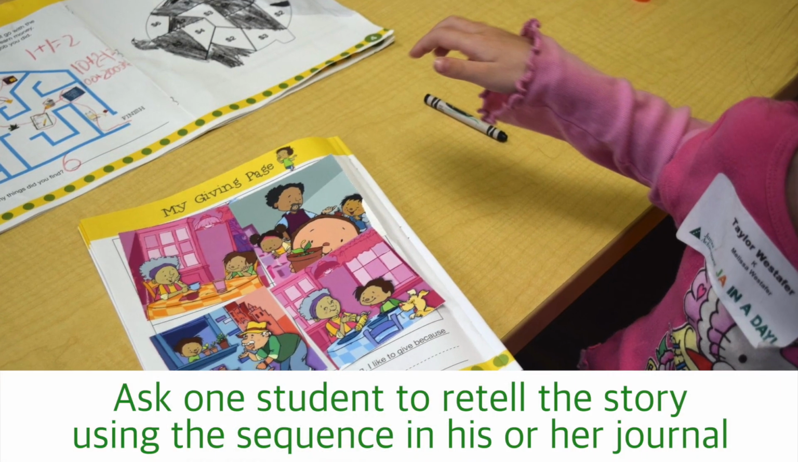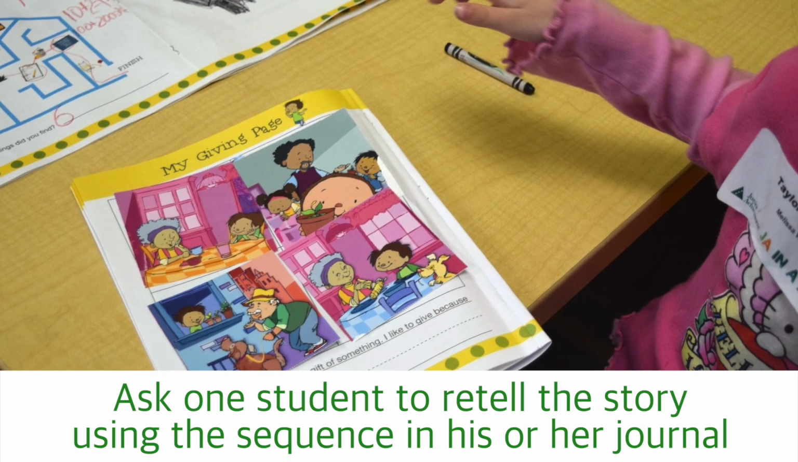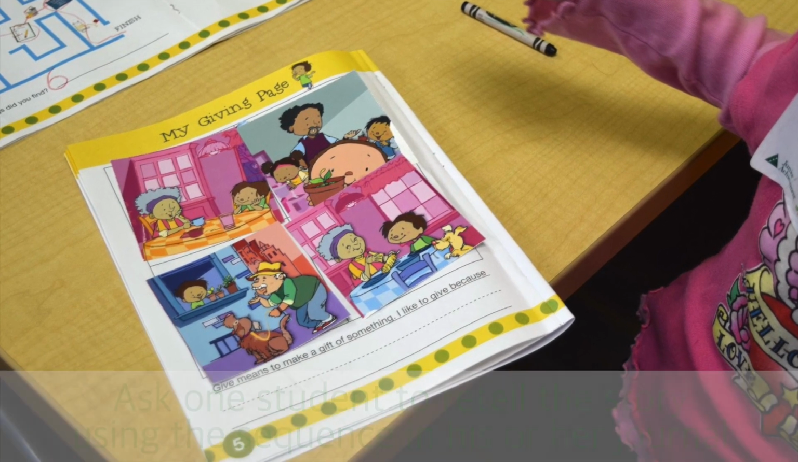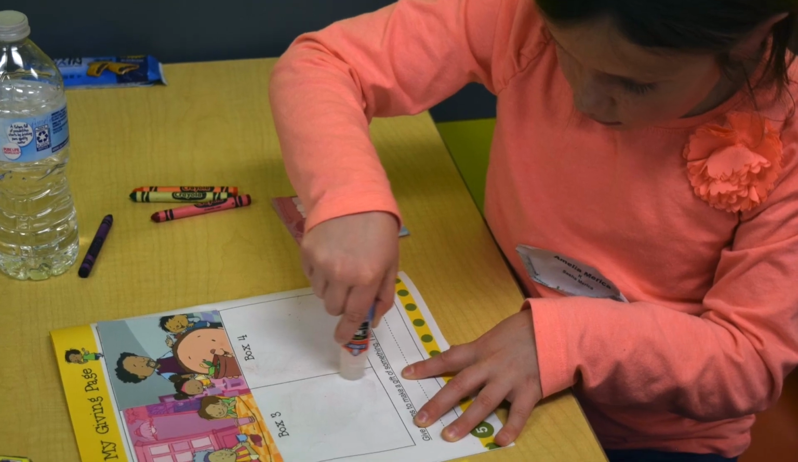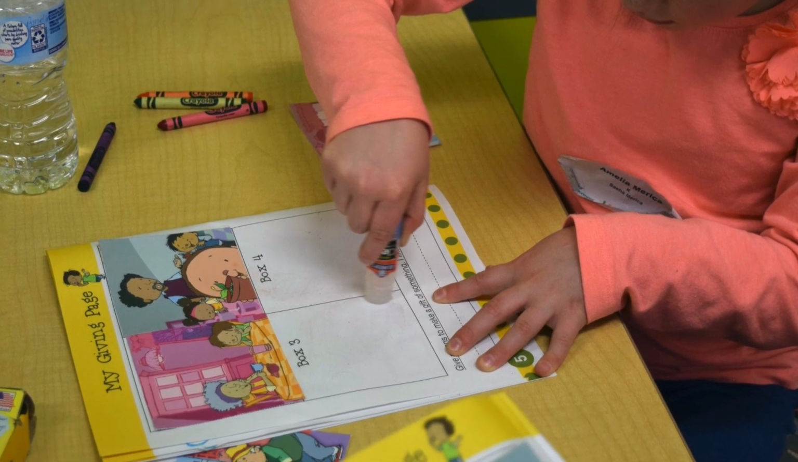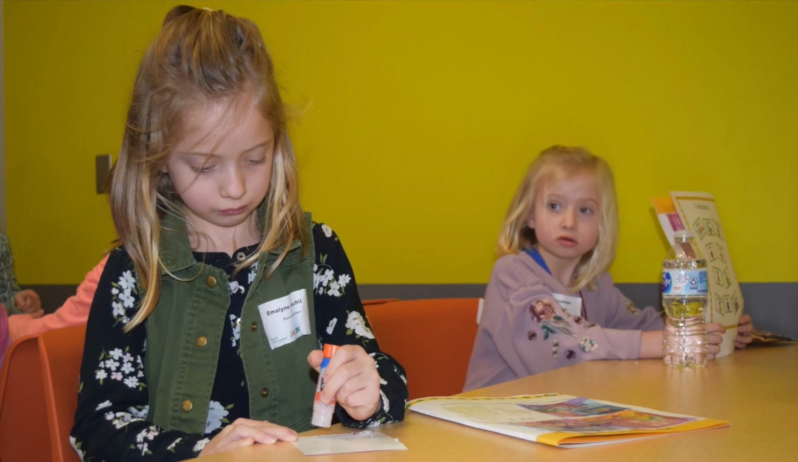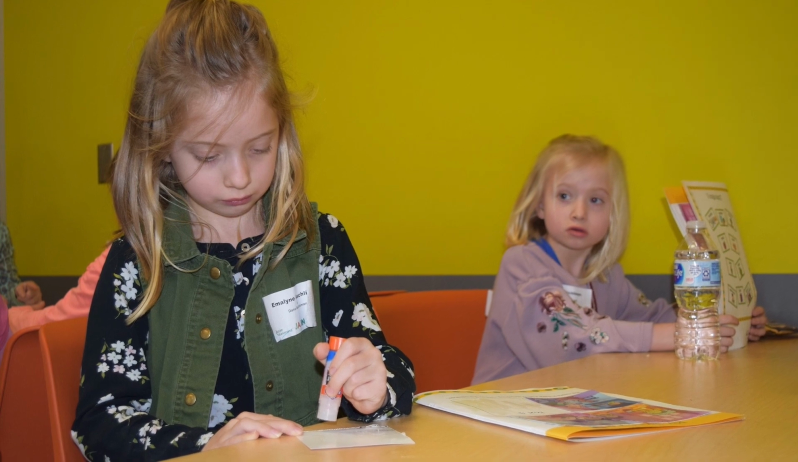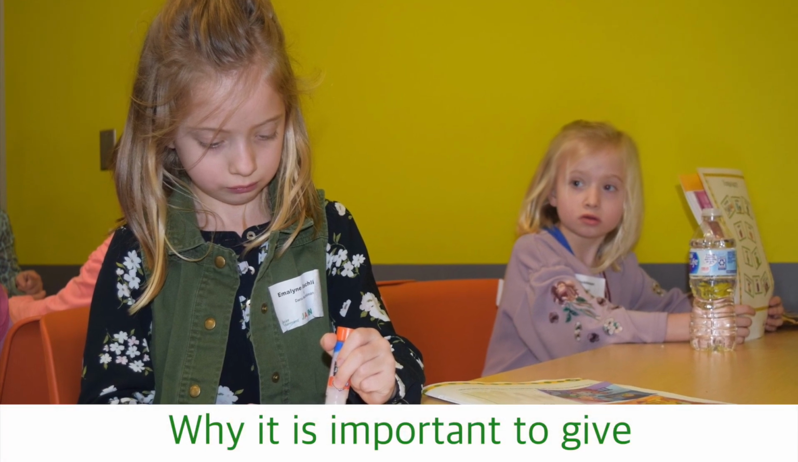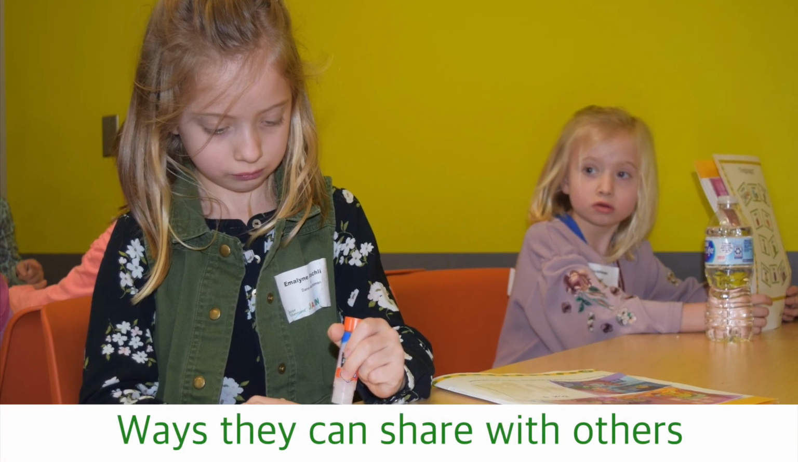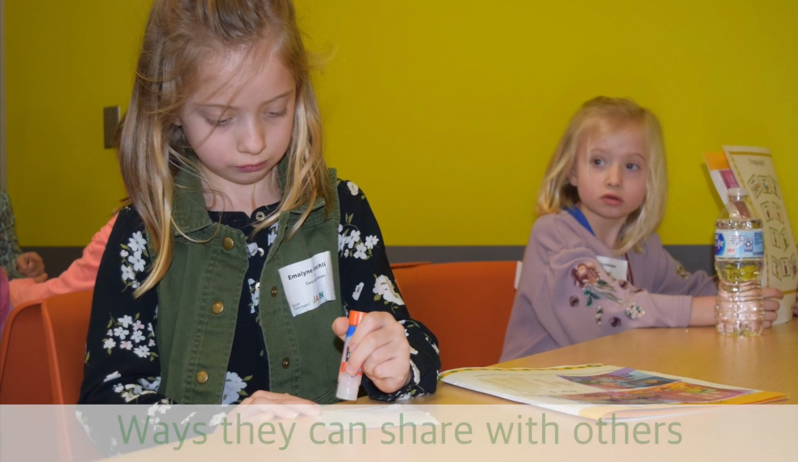Ask for one student to retell the story using the sequence shown in his or her journal. Then have students glue their cards in place in the appropriate boxes. Wrap up the session with the questions provided, allowing students to consider why it is important to give and ways they can share their time or money with others.